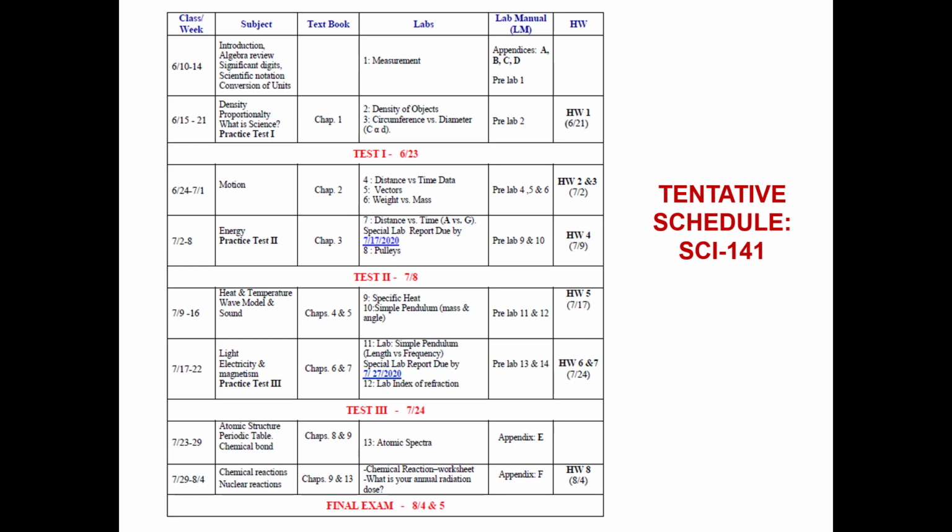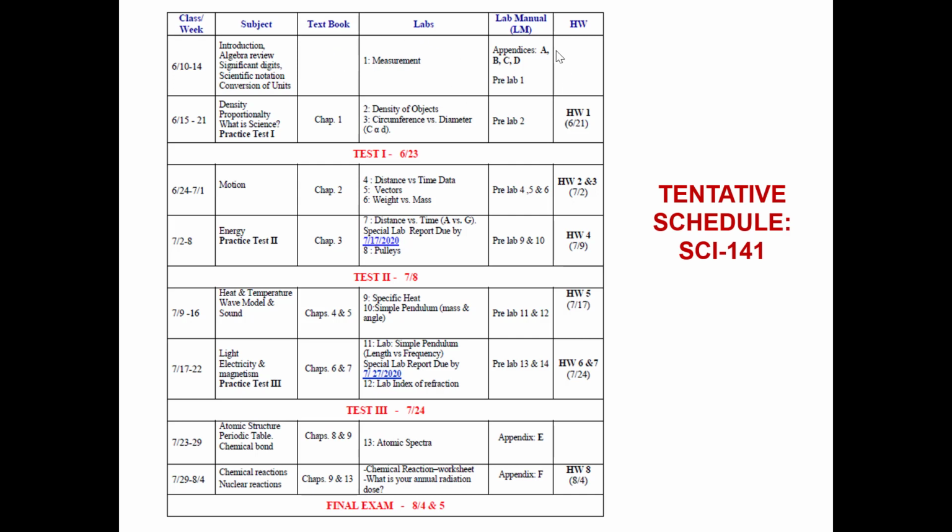At the end, on the last page of your syllabus, is what I call the tentative schedule of our class. Here is what we will study each week and what you have to complete. For example, for the week of June 10 to 14, these are the subjects we are going to study: the introduction, algebra review, significant digits, scientific notation, and conversion of units.